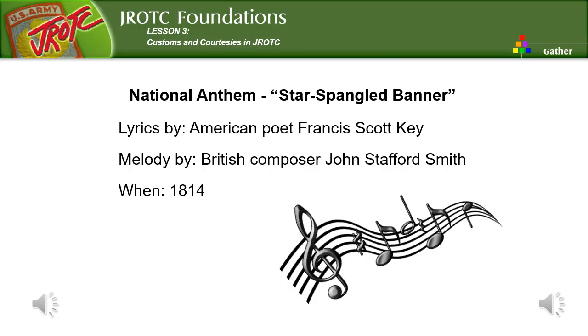The Star-Spangled Banner is our national anthem, our government's official national song. It's a patriotic song that refers to our nation's history and our nation's flag. The song is played at official government or military events and at sporting events and some national holidays.